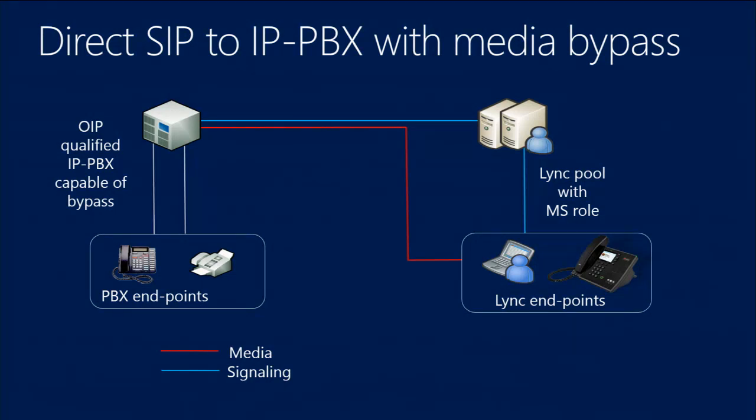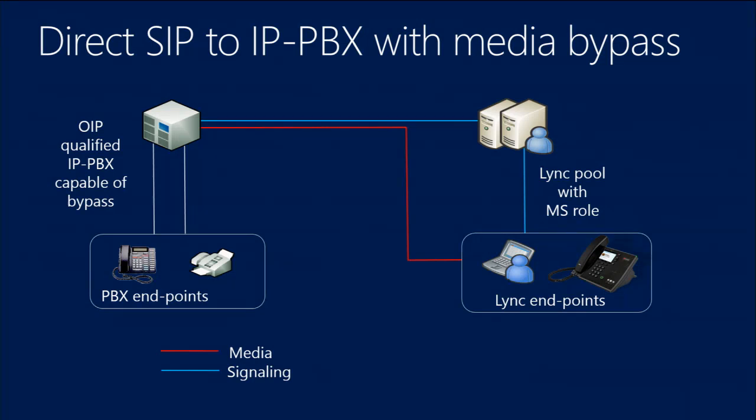Essentially, in Link, talking to an OIP qualified Open Interoperability Program IPPBX, we're going to have a SIP trunk here using direct SIP. The signaling is always going to go through the Link pool, always going to go through Link server. Actually, it's always the case in Link that signaling always goes through the server. On the other hand, you have the opportunity to get the media to flow directly from the Link endpoint to the IPPBX.